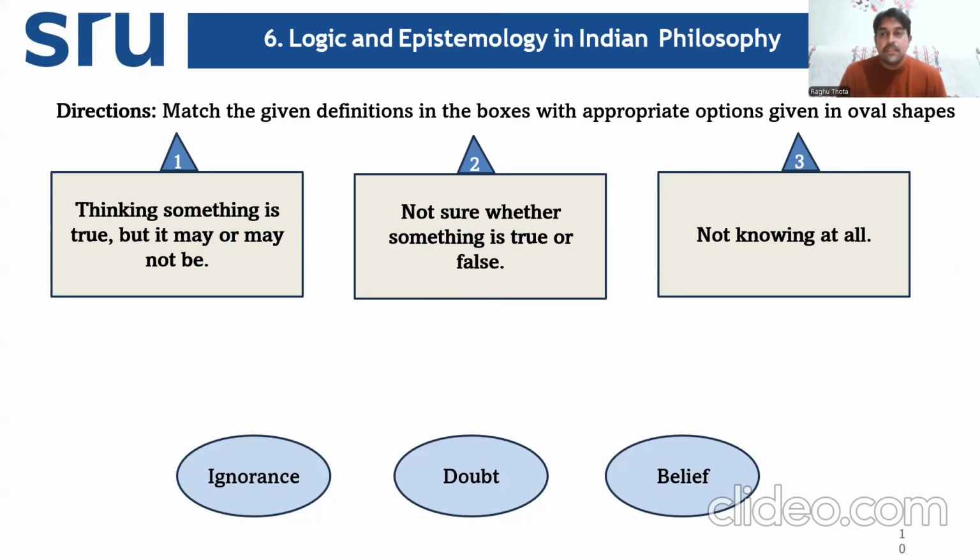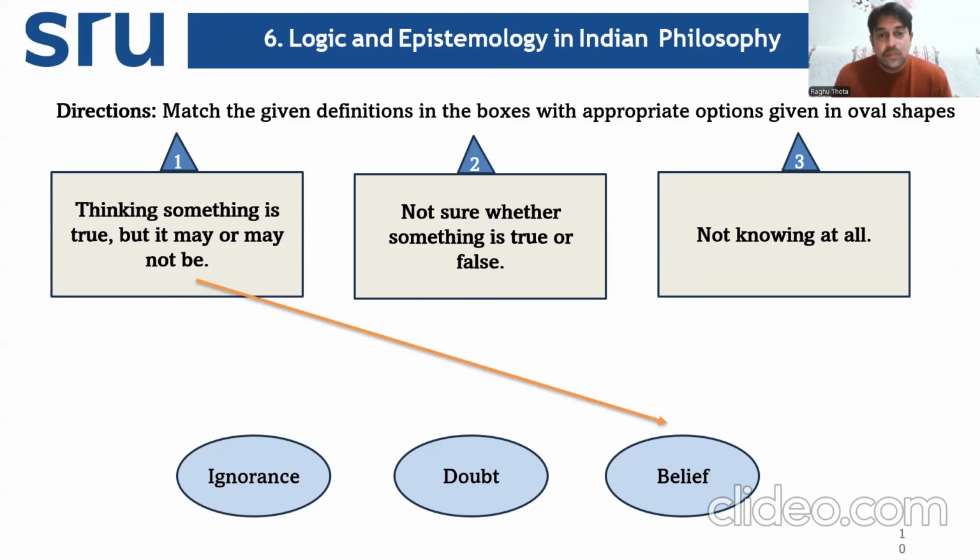I'm going to display the answers. You can check your responses. Thinking something is true, but it may or may not be true. I'm thinking that something is true, but my thinking may be right or may not be right. In the given 3 options, what is the right one? Is it ignorance, or doubt, or my belief? What may be the right answer? It is my belief. Belief may not be correct all the time. Sometimes it may be right, it may not be right too.